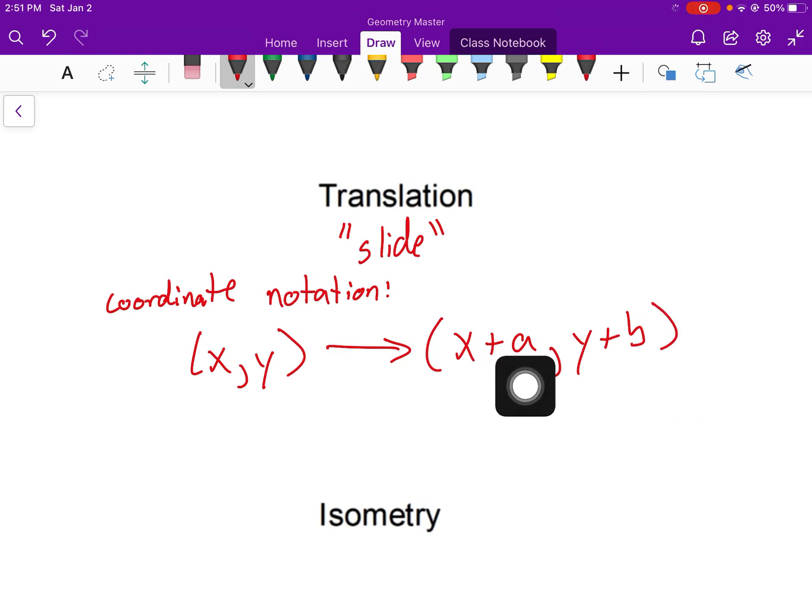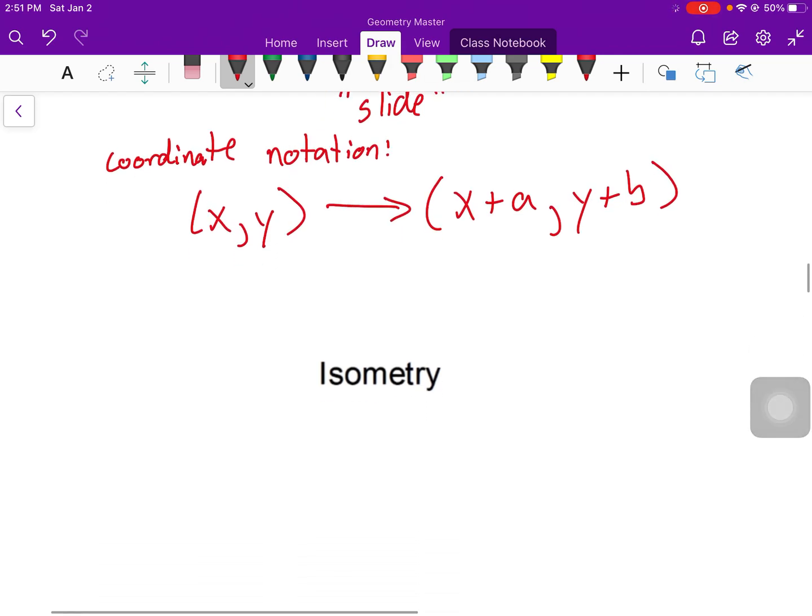This could be x minus a, could be y minus b, could be plus or minus. We are adding or subtracting something from each of the x and y values. In a shape, you're going to have more than one point. You are going to follow the exact same rule for each of the points in the shape to get your image. All right, and this type of transformation, the translation, is called an isometry.